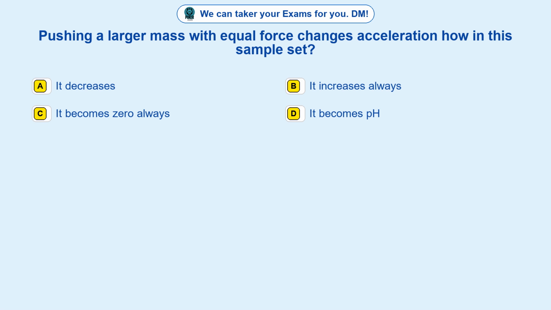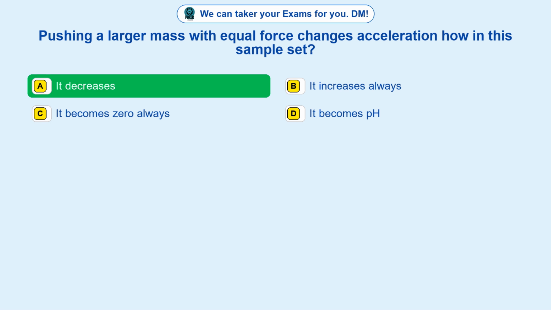Question 58. Pushing a larger mass with equal force changes acceleration how in the sample set? Option A, it decreases. Option B, it increases always. Option C, it becomes zero always. Option D, it becomes pH. The correct answer is option A.